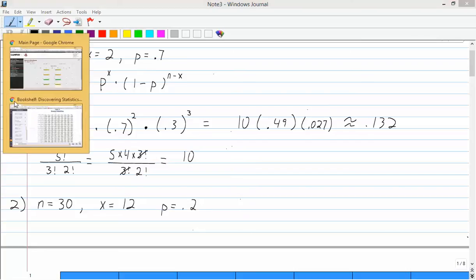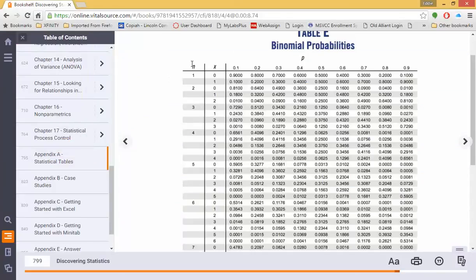So if I go to these tables and I go to n equals 5, that's right here on the tables. It's kind of hard to see. It may be a little small. And then a success of x equals 2 is right here. And then if I go over to 0.7, that's the column right here.